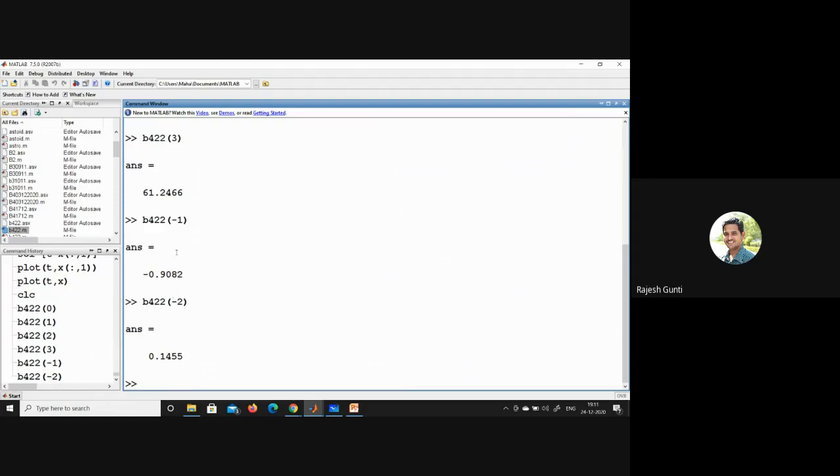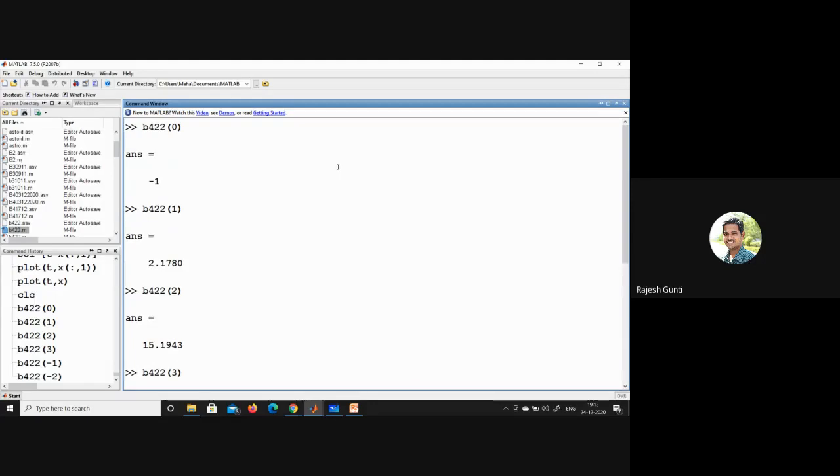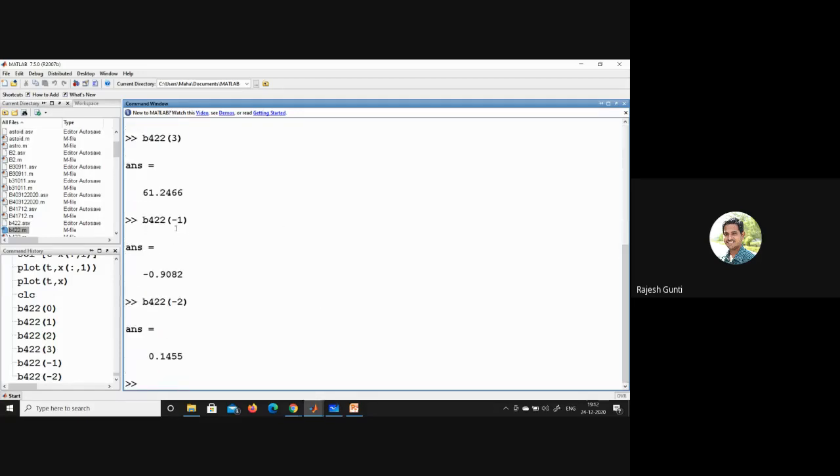So one root lies between minus 1 and minus 2. Am I correct or not? Minus 1 and minus 2, there is one root. Will you accept or not? Similarly, there is one root between 0 and 1. At x is equal to 0, it is minus 1. At x is equal to 1, it is positive. There is one root that lies in between 0 and 1. And also there is another root between minus 1 and minus 2.